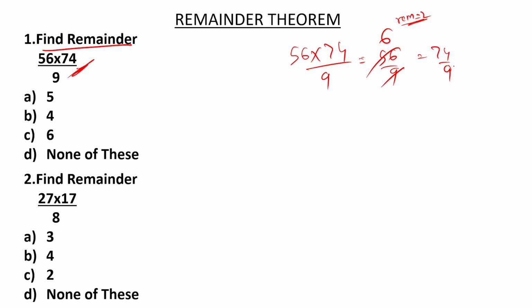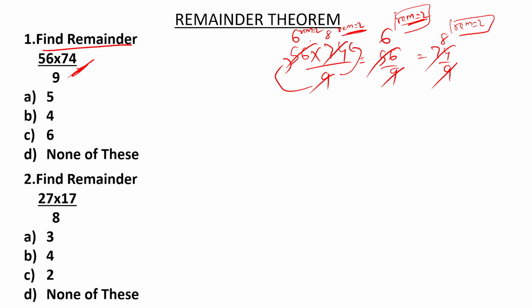And this one is divided by 9, right? 9 eights are 72. The remainder will be 2 here also. So we got 2 remainders. You can either do it like this also, 6 and m is equal to 2, for your understanding and teaching. You can also do it like this. So we got remainders, both are 2.